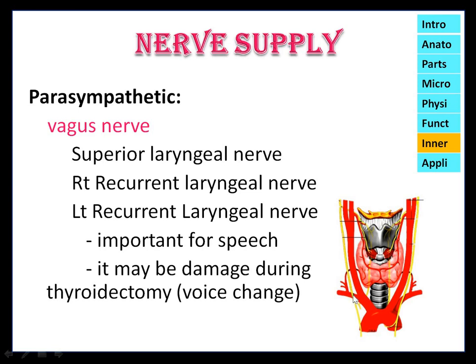The right vagus nerve continues and gives the right recurrent laryngeal nerve, and the left vagus nerve gives the left recurrent laryngeal nerve, which wraps around the aortic arch and gives the nerve supply to the thyroid gland. And this nerve is important for speech. It may be damaged during thyroidectomy. So voice changes occur after thyroidectomy due to damage of this nerve.